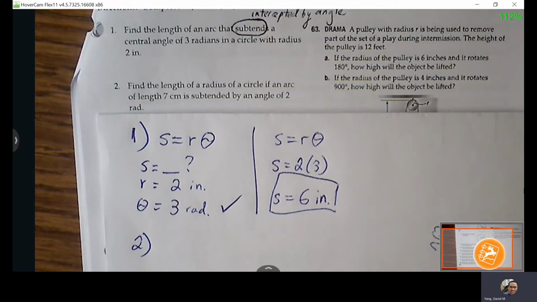Okay, try number two. And if you get done with two, we'll do 56 and 60, just so we can see a variety of different types of problems, and then we can move on.